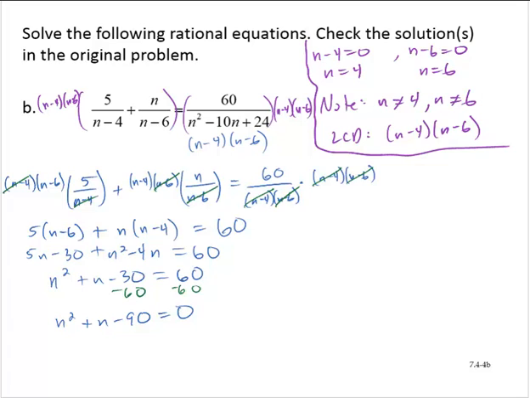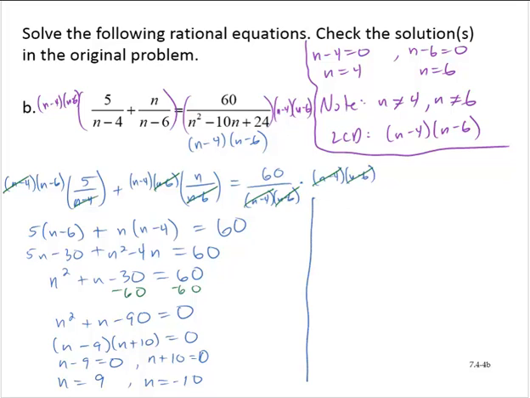Using our factoring techniques, n squared plus n minus 90 factors as n minus 9 by n plus 10. So setting each factor to 0, n minus 9 is 0 if n equals 9. N plus 10 equals 0 if n equals negative 10. All right, so we've got two possible solutions. We do a quick check and make sure that they're neither of our excluded values, and we're okay on that. All right, so now let's do a formal check into the original equation.